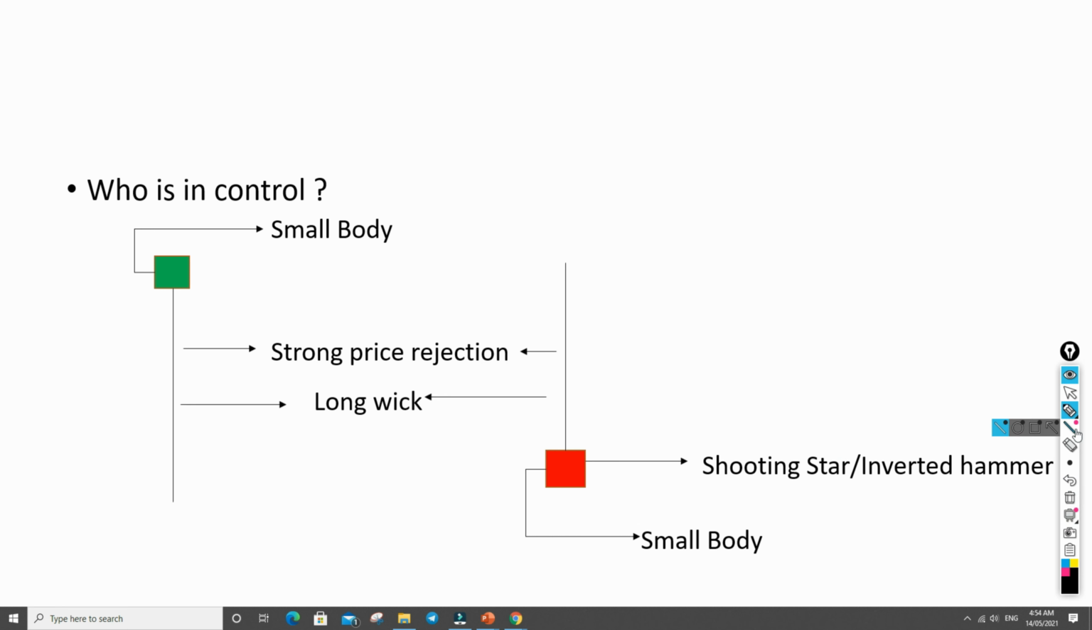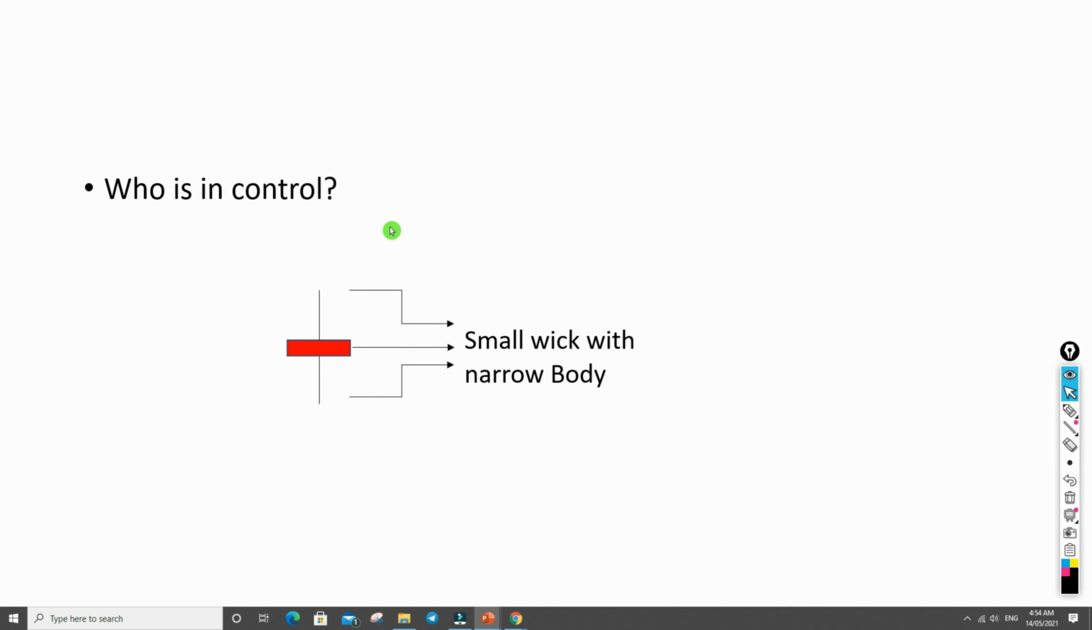Now let's see the next pattern. So the next one is this one. Who is in control on this candle? That you have to know. So this one is a small wick with a narrow body. This candle is basically called a doji. So this one is a doji, D-O-J-I.